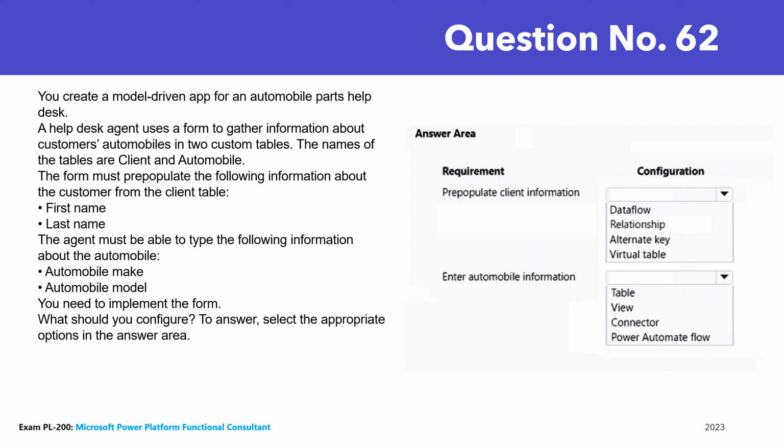You create a model-driven app for an automobile parts help desk. A help desk agent uses a form to gather information about customers' automobiles into custom tables. The names of the tables are client and automobile. The form must pre-populate the following information about the customer from the client table: first name, last name. The agent must be able to type the following information about the automobile: automobile make, automobile model. You need to implement the form.